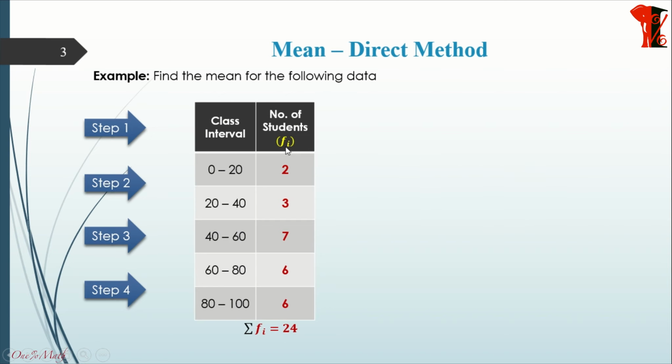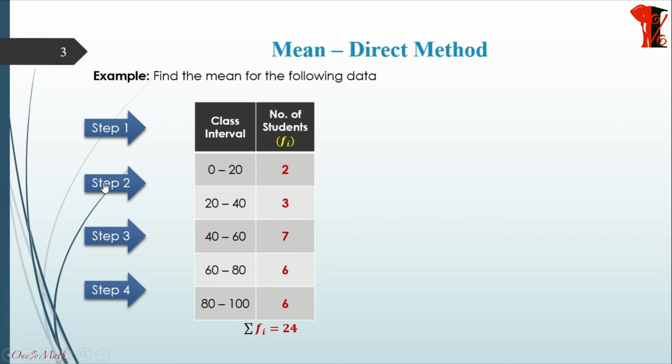Now let me brief you about this i. This is the first frequency, f1. Second frequency f2. Third frequency f3. Fourth frequency f4. Fifth frequency f5. So this number i represents 1, 2, 3, 4, 5 like that: f1, f2, f3, f4, f5.